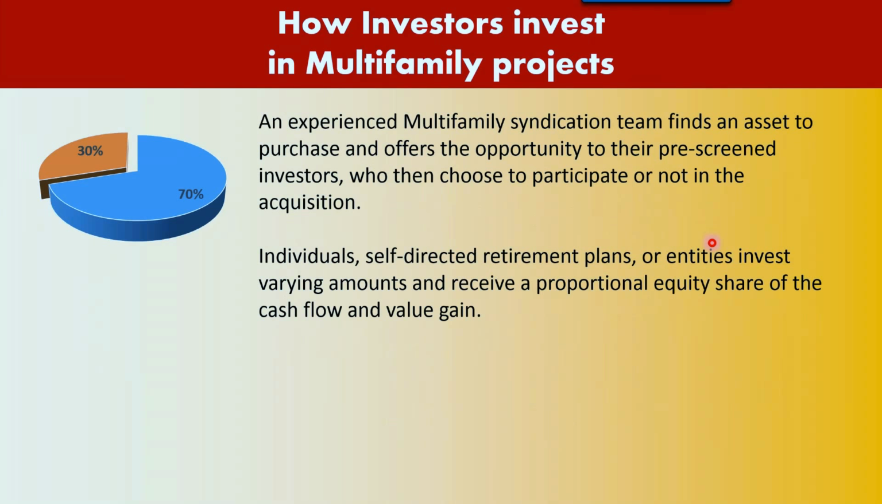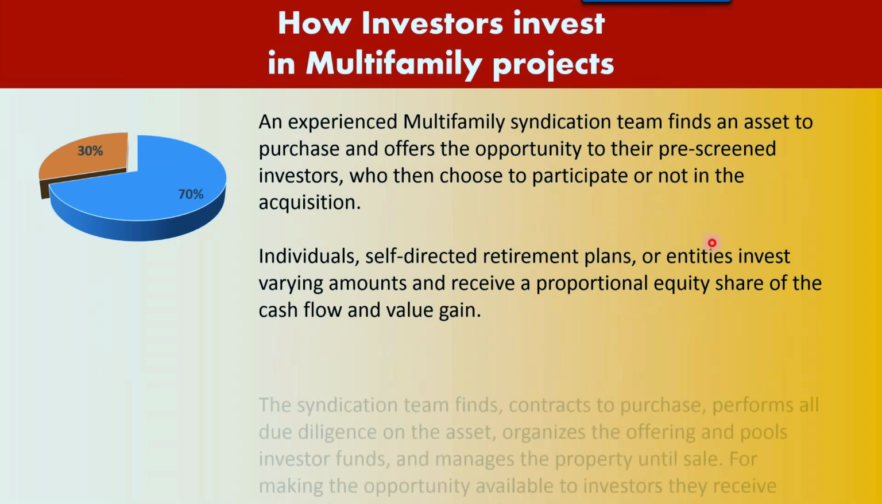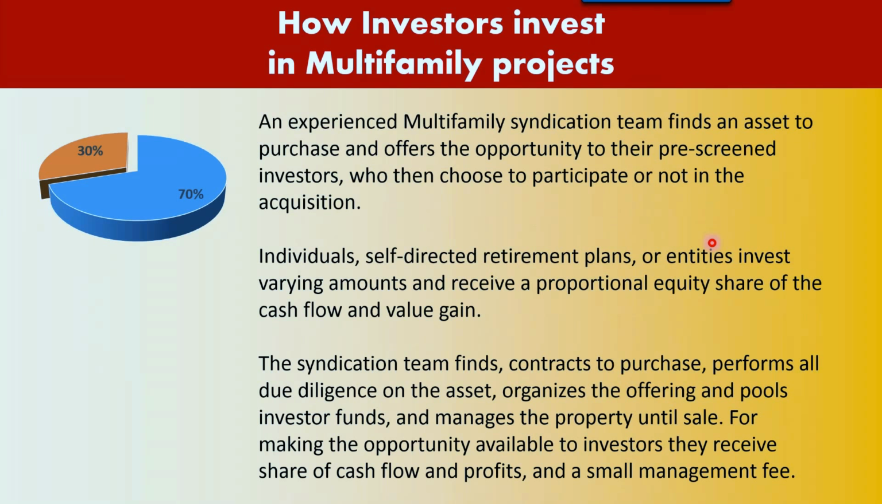So somebody who invests $50,000 will get half the cash flow and value gain of somebody that invests $100,000. So it's very proportional. Now the team finds the property, contracts it, performs all the due diligence, organizes the offering, finds the funds, and they manage the property until it's sold. So to do that, they receive a share of both cash flow and profits, usually a 70-30 split. If it's a Class B, it tends to be a 20-80 split. If it's a Class C, it tends to be a 70-30 because Class Cs have much higher cash flow.